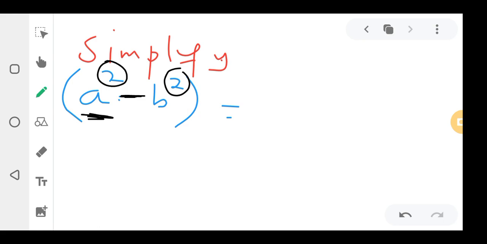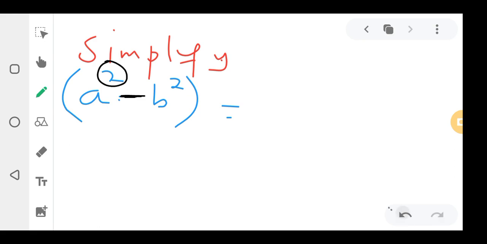The square of A and also the square of B. We are simplifying. There are two squares. There's a 2 this side and a 2 this side. There's a square of A and also the square of B. So that is the difference of two squares. So I'll rub that.